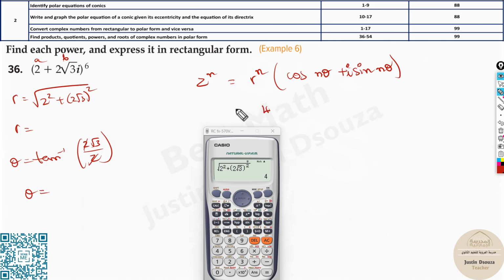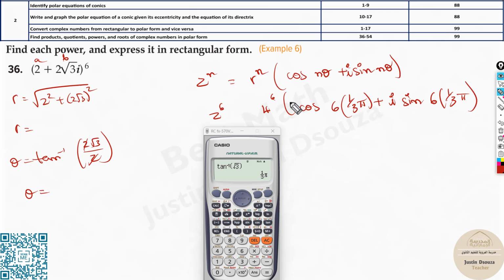So we got 4 over here. Now what is the power here? It's z to the power 6. 4 to the power 6 into cosine. N is what? 6 itself. 6 times what exactly are we doing? Theta is tan inverse of root 3. Directly I'll write root 3 because 2 and 2 are cancelled off. Close the bracket. It's 1 by 3 of pi. So 1 by 3 pi plus i sine 6 times 1/3 of pi. Okay, so that's the theta value, and this is the entire thing multiplied.